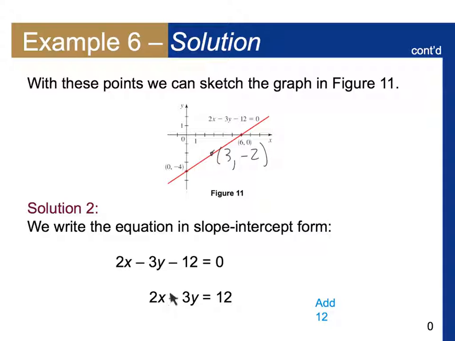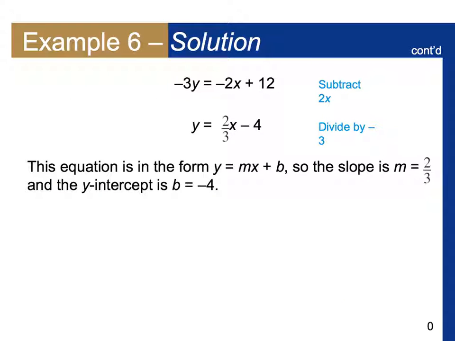Now, plotting points using our intercept method can be easier, but we can also write the equation in slope-intercept form by getting y by itself. So here's our general form. We're going to add 12 to both sides. Then we're going to subtract 2x on both sides, so we get minus 3y equals minus 2x plus 12. And then we divide both sides by minus 3. That gives us a y here, a plus 2/3 x here, and a minus 4 there. So our slope, this m, is 2/3, and our y-intercept is minus 4.